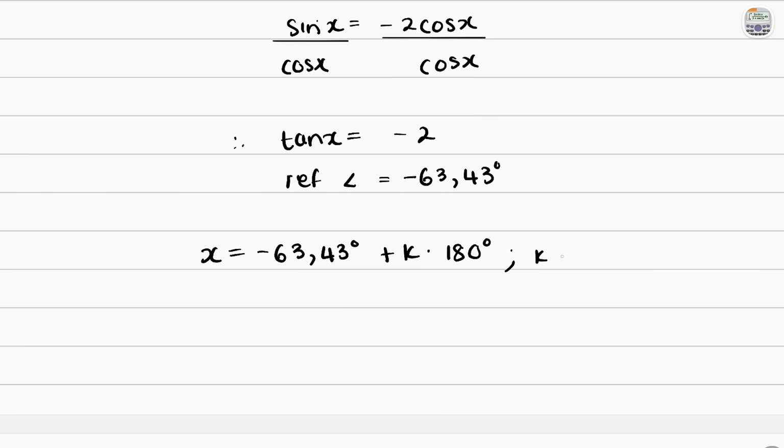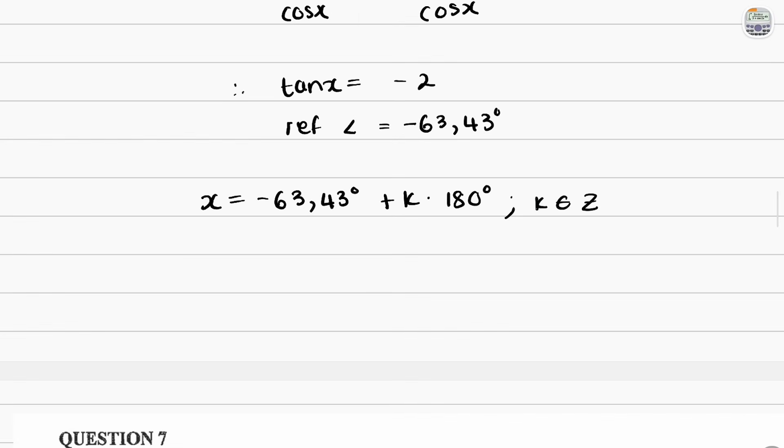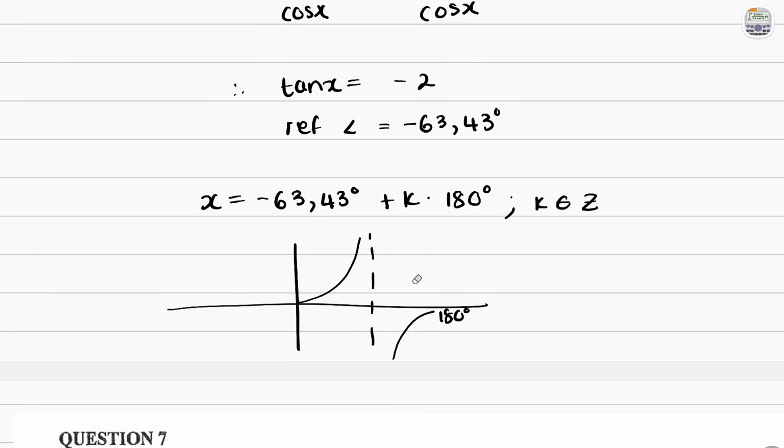And of course, where k is an element of integers. Okay, so at this point, if you wanted your angle to be positive and not negative, this is where you're going to add something. So here, the angle is just negative because of the position of this angle. If you looked at it on a graph, you know what the tan graph looks like. It goes up like that, and then you have an asymptote and it goes like that. Okay, it completes one cycle from 0 degrees to 180 degrees.